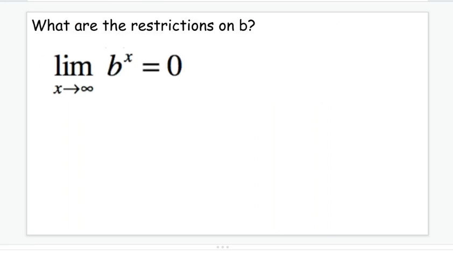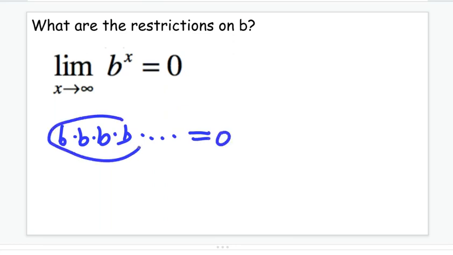So now we want to look at this in general. If the limit as x goes to infinity of b to the x is equal to 0, what are the restrictions on b? If I take a number times a number times a number times a number and keep going, and that product goes to 0, then what do we know about these numbers? These numbers must be in absolute value less than 1.